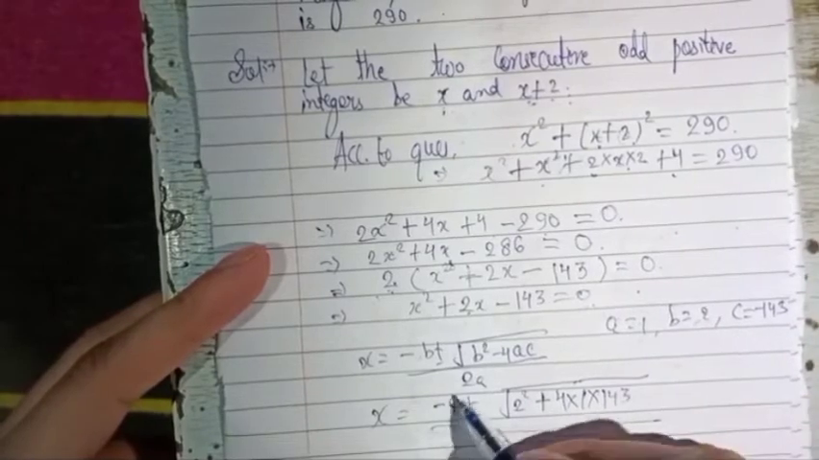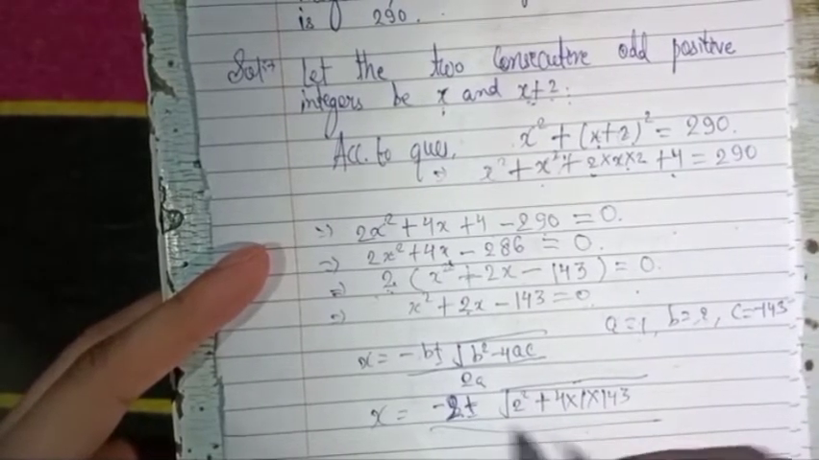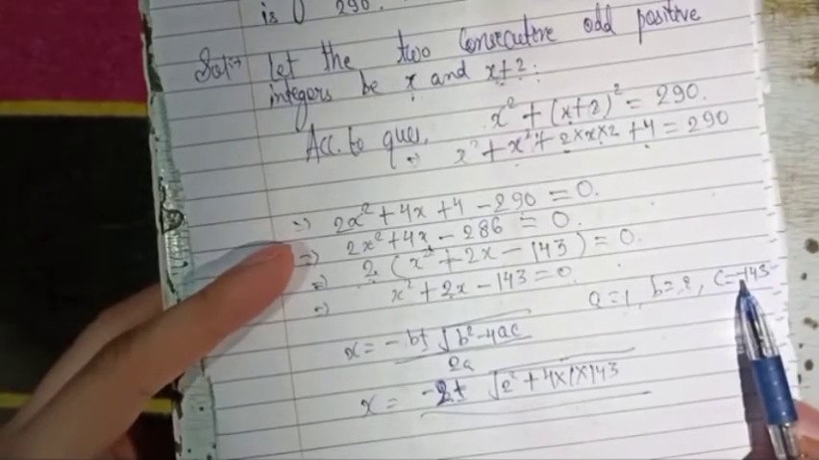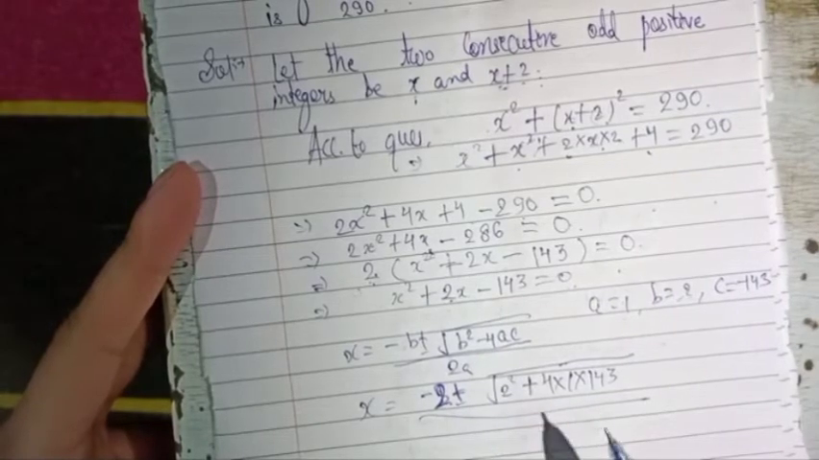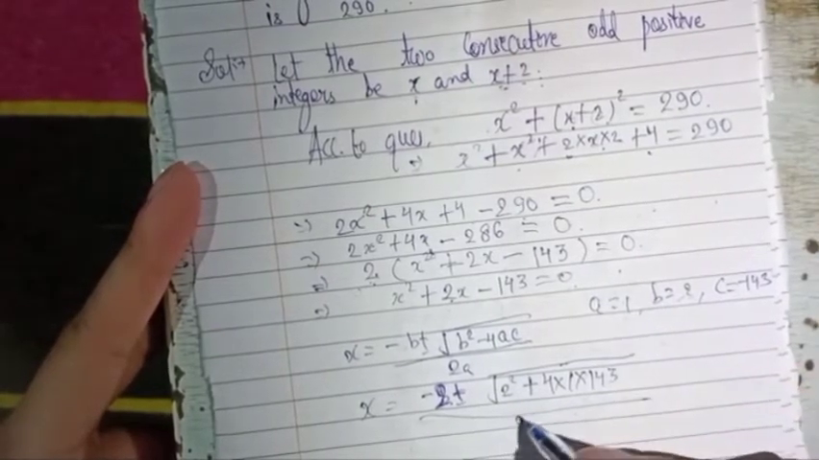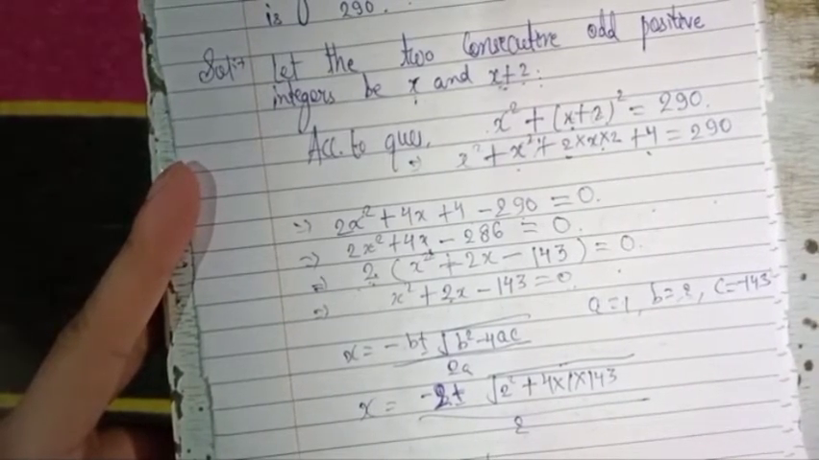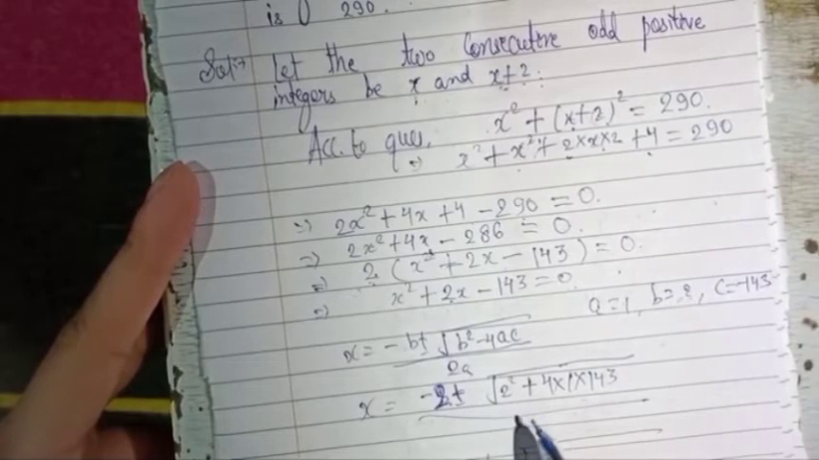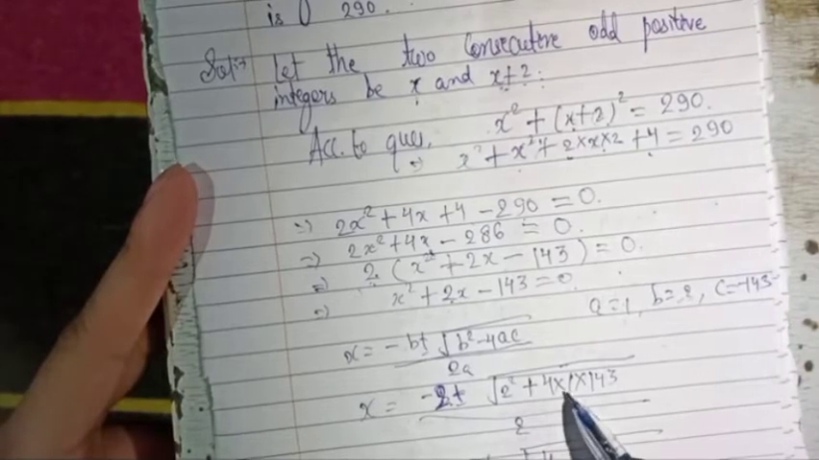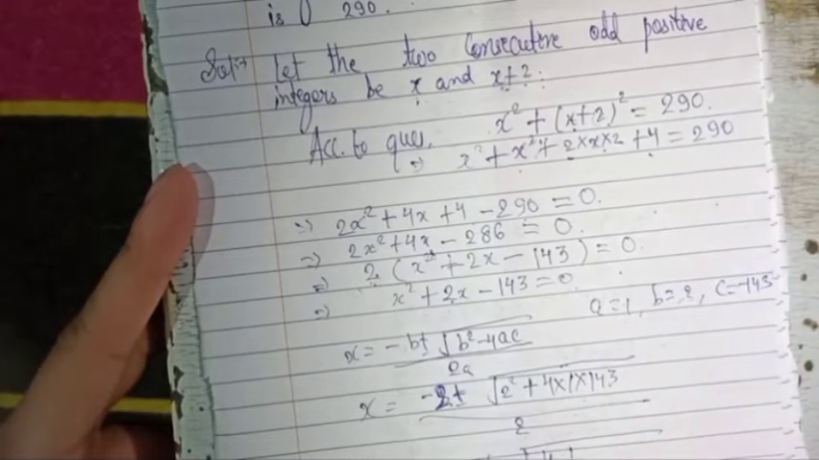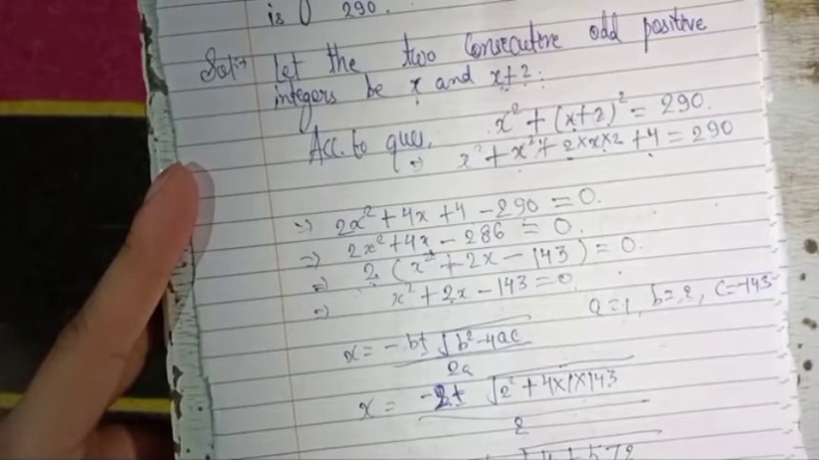Since b is 2, it is minus 2 plus minus under root b square minus 4ac, but since c was negative, this negative sign will become positive here. Upon 2a, 2 multiplied by 1 is 2 only. So it will become minus 2 plus minus under root 4, square of 2 is 4, and 4 multiplied with 143: 4 threes are 12, 1 carry, 4 fours are 16 plus 1 is 17, 1 carry again, 4 ones are 4 plus 1 is 5, so 572, and whole divided by 2.